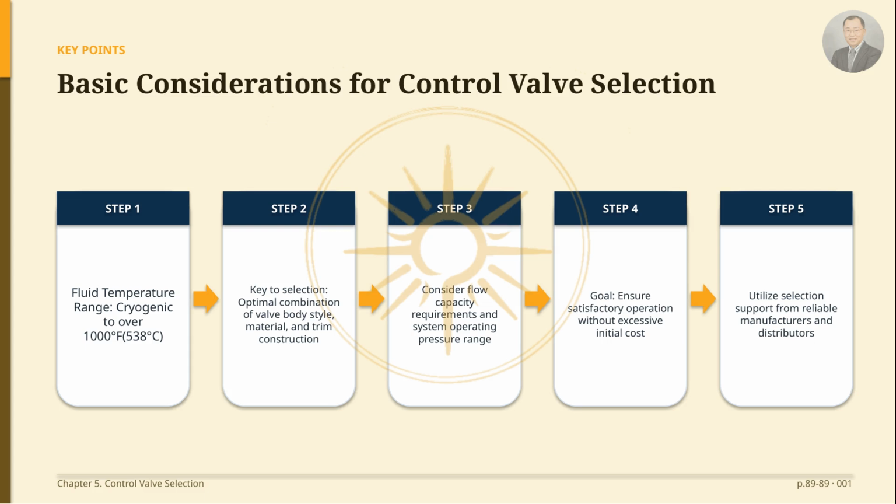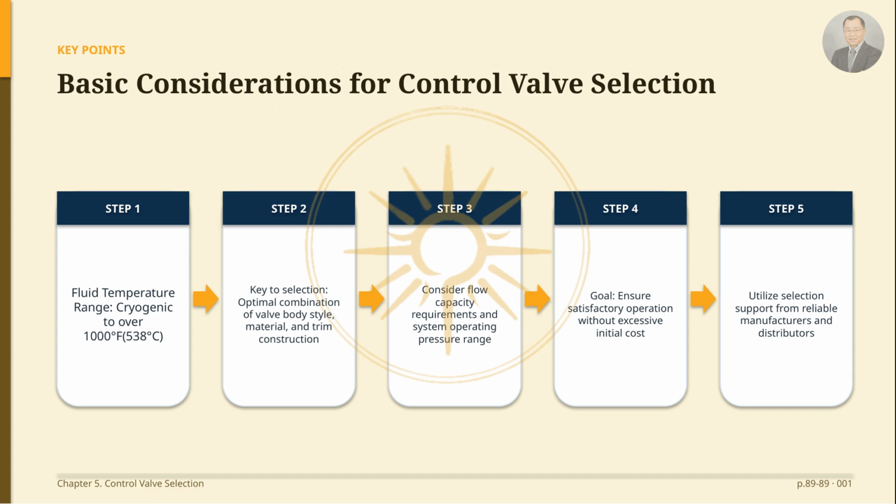Control valves handle all kinds of fluids, from the cryogenic range to high temperatures exceeding 1000 degrees Fahrenheit, or 538 degrees Celsius. Therefore, the core of selection is to optimally combine the valve body style, material and trim construction design to suit the intended service conditions.